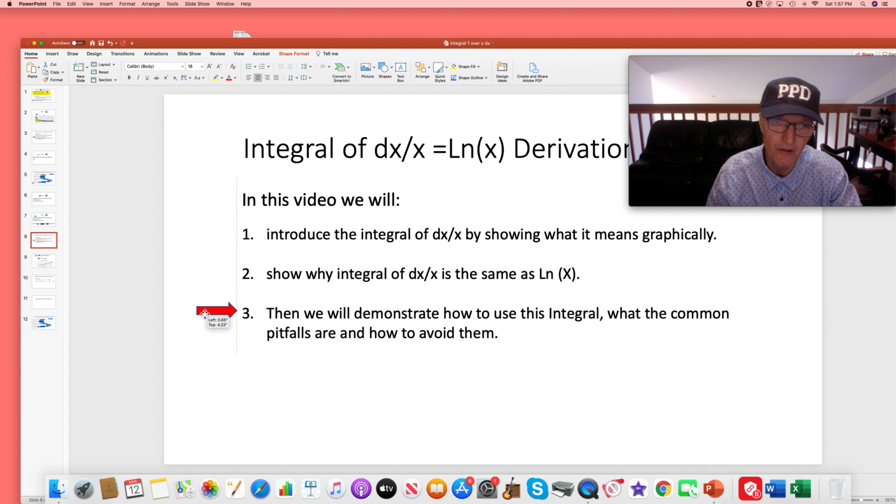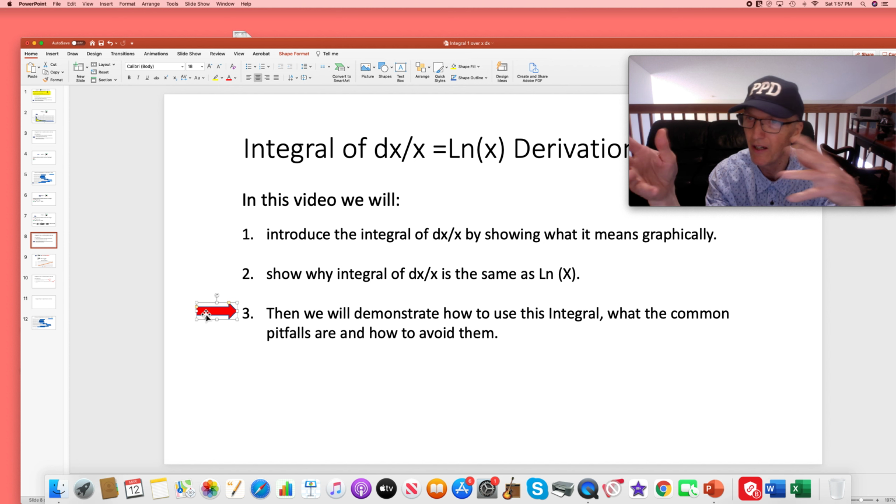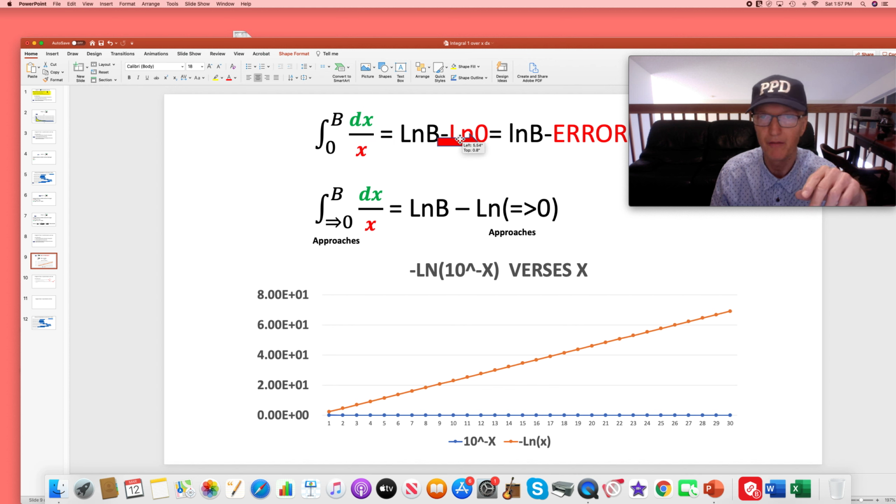Okay. We've done 2. So what's the last one? Last one is we will demonstrate how to use this integral, what the common pitfalls are, and how to avoid them. Because if you know a function but you don't know how to use it, then it's not very useful. So let's look at this here. Here's one of the problems. We know how to use it from 1 to b, or 2 to b, or 3 to b. It's going to be ln b minus whatever the value is, 1, 2, or 3.